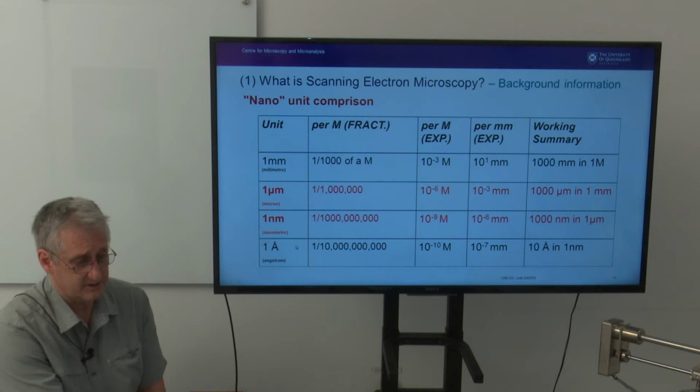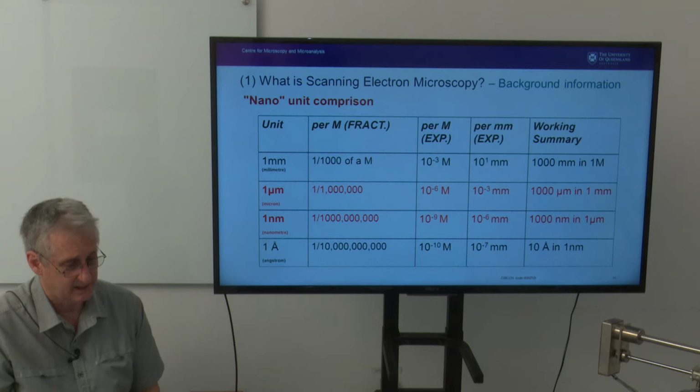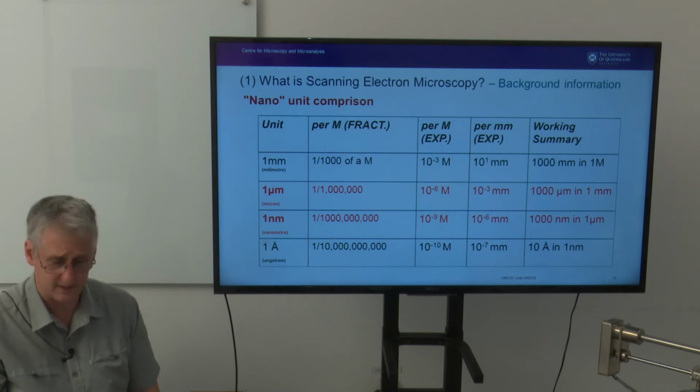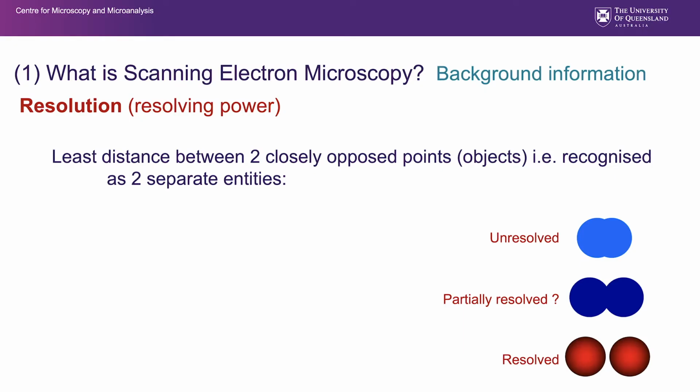The last unit here, angstroms, really is used more in TEM. It's not an international unit, but it's used in TEM because it relates very, very well to the size of atoms. But we're mainly working with microns and nanometers. Resolution is the key to magnification. That's useful, and it can be defined as the least distance between two closely opposed points. So on this diagram here you can see really the only resolved features are in this last red diagram there, and we actually can see the gap between those two dots, and therefore we have resolved them.